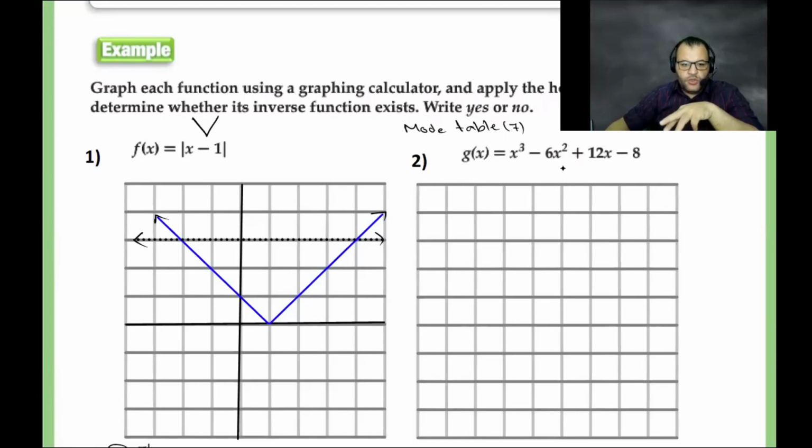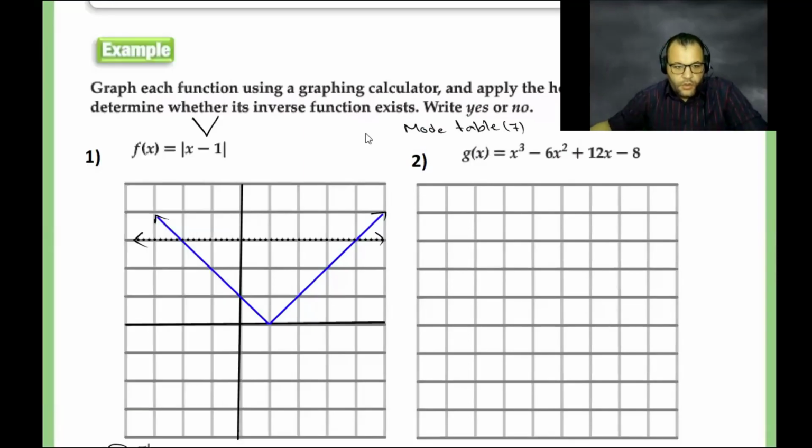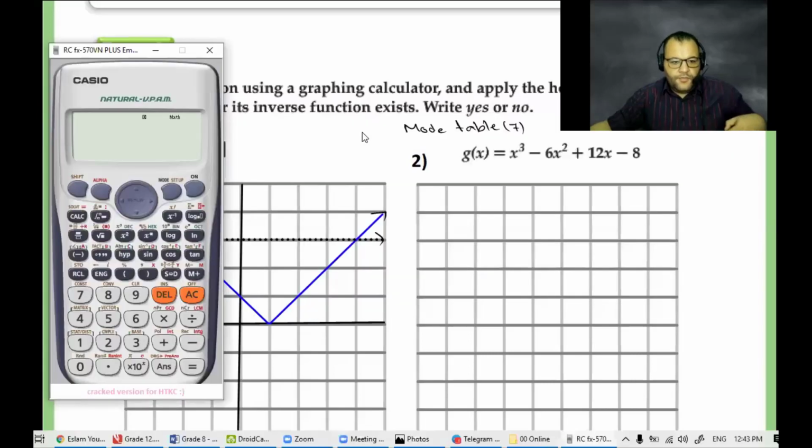Because I will switch to the, or I will open the sheet. Just 1 minute to let you see the calculator. Can you see the calculator now? Yes. Now I can see it. So just 1 minute. Sorry.